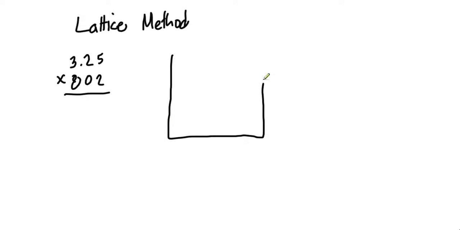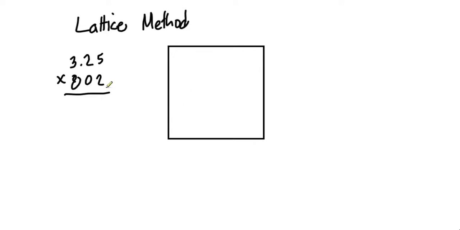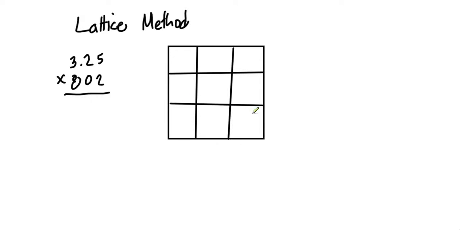First, you create your own lattice, a 3 by 3 lattice because there are 3 digits in both factors. So we do 3 rows there, 3 rows here. First you write down 3, 2, 5. Let us disregard the decimal for now, because we are going to multiply them as if they are whole numbers. And let's put 802 on this side. So 3 by 3.